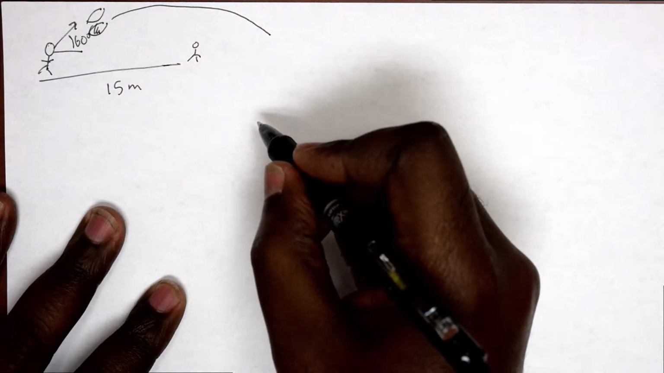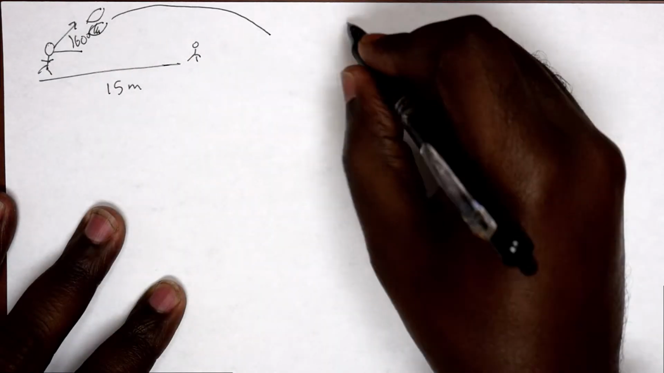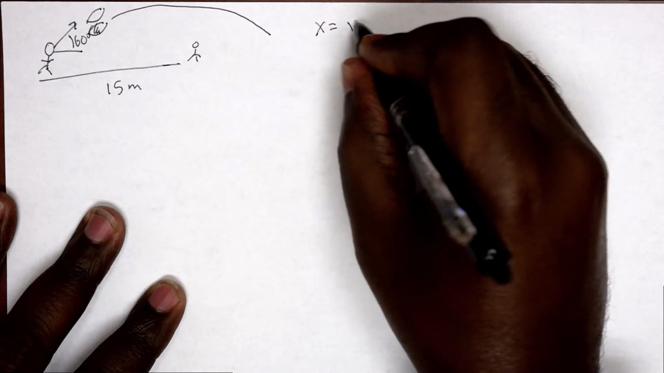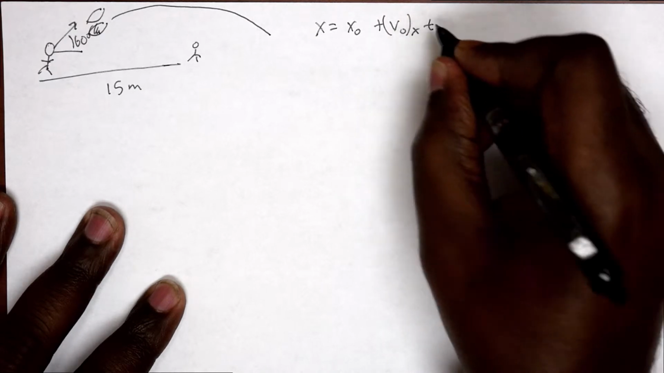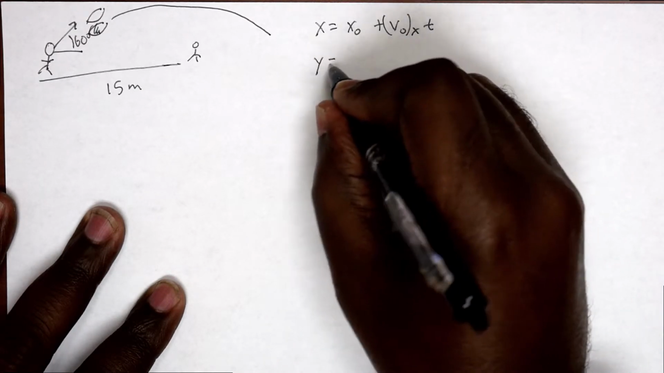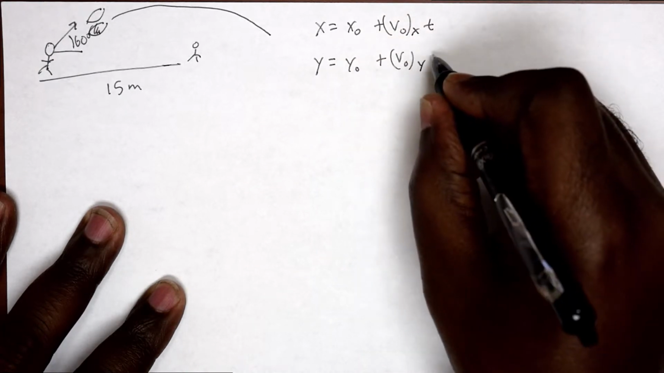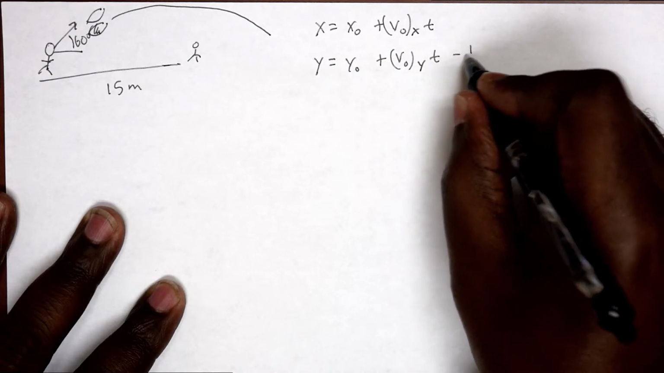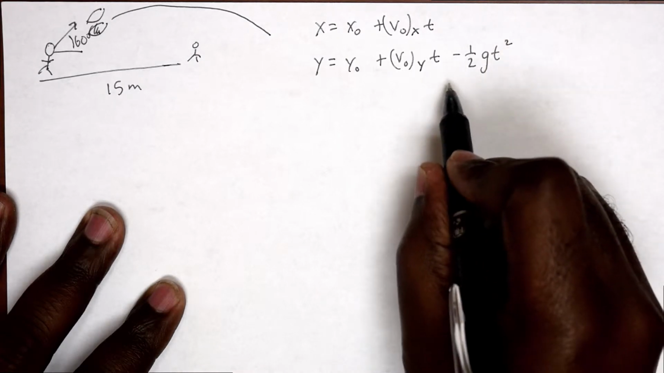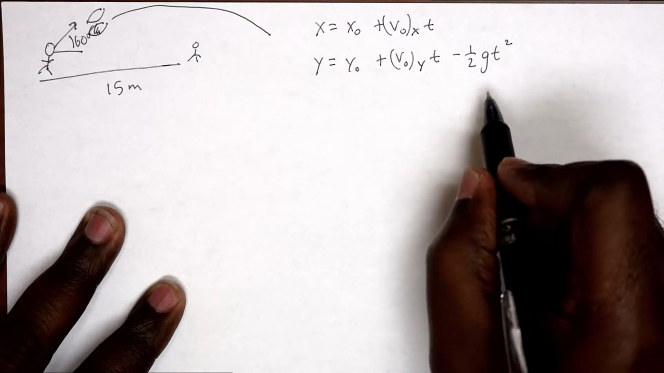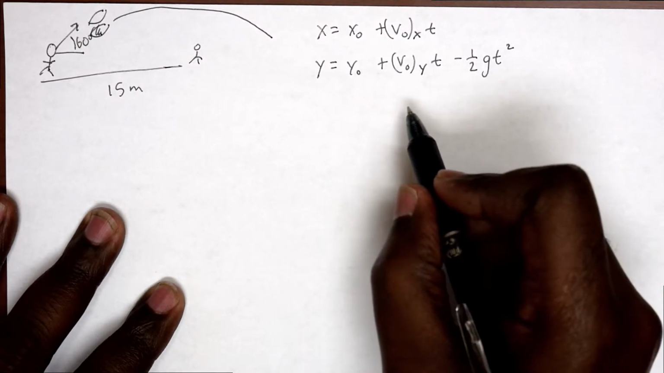Okay, so with respect to our equations, in the X direction we have X equals X naught plus V naught in the X direction times T. And we also have Y equals Y naught plus V naught in the Y direction times T minus 1/2 G T squared. By default it'll be plus 1/2 A T squared, but we know this is projectile motion, so it's acceleration due to gravity. Okay, so those are our two equations.